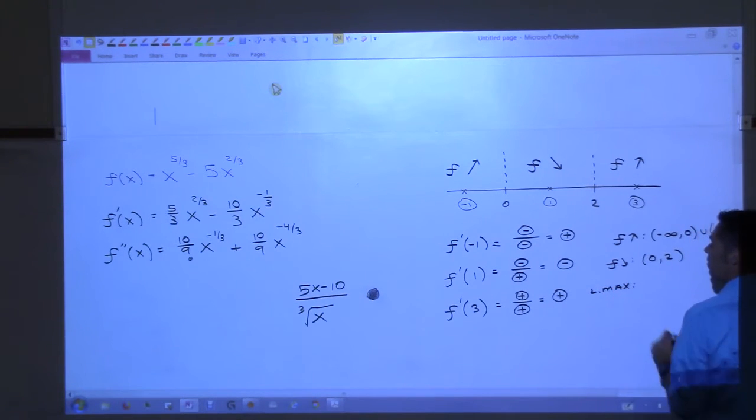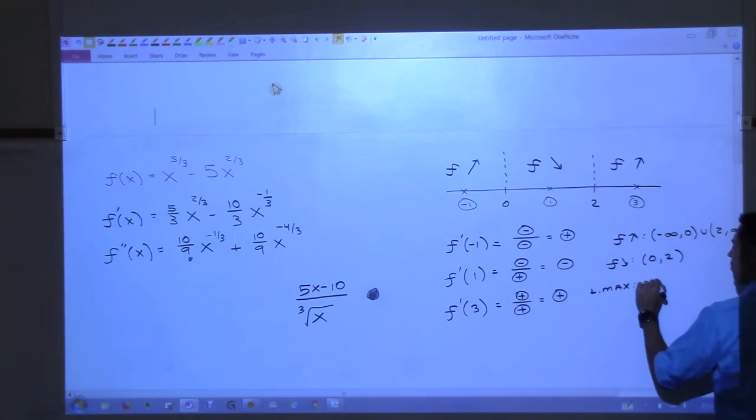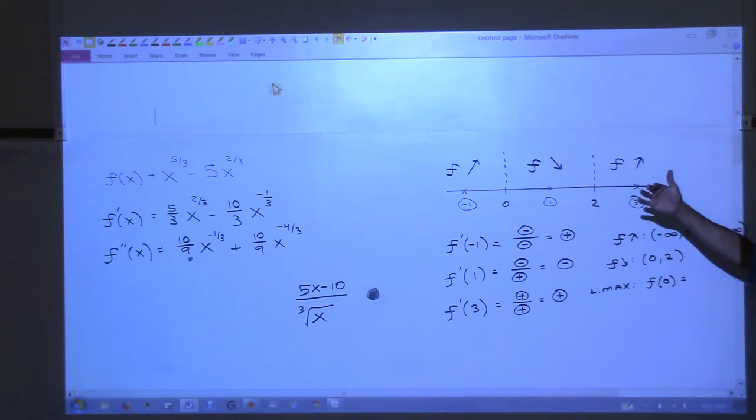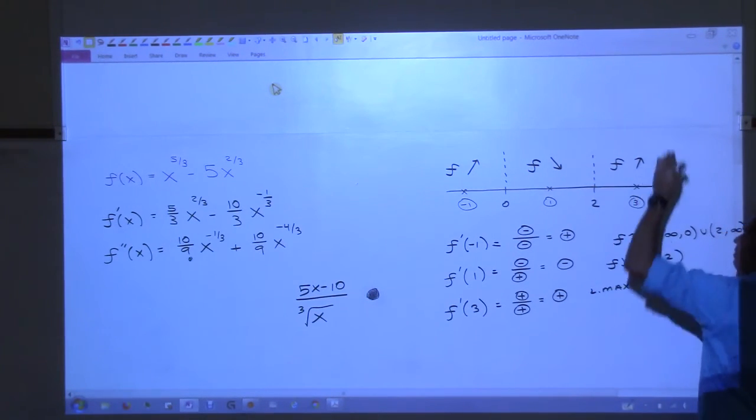Okay. Now, do we have any local maximums? We have a local max. It's at 0. So the way I like for you to do that is to write f of 0 and then plug 0 into the original function to figure out what the y coordinate is. And it's 0, isn't it?